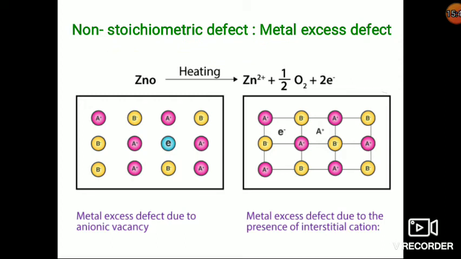Hope you understood. So here are two important things. What is the F center? The F center happens in case of metal excess defect due to anionic vacancy. You understood the phenomenon. And this part, metal excess defect due to presence of interstitial cation, happens due to the heating and escape of the gaseous atom or molecule from it.